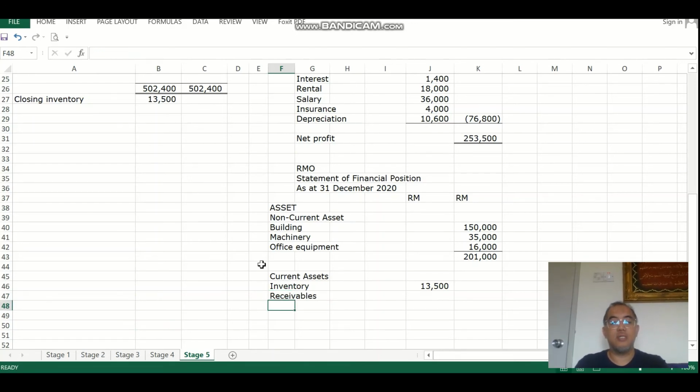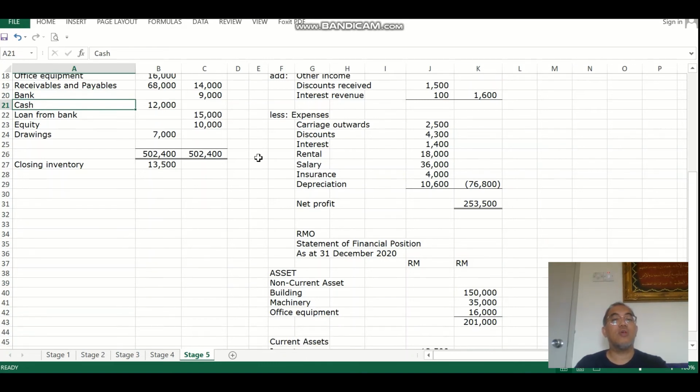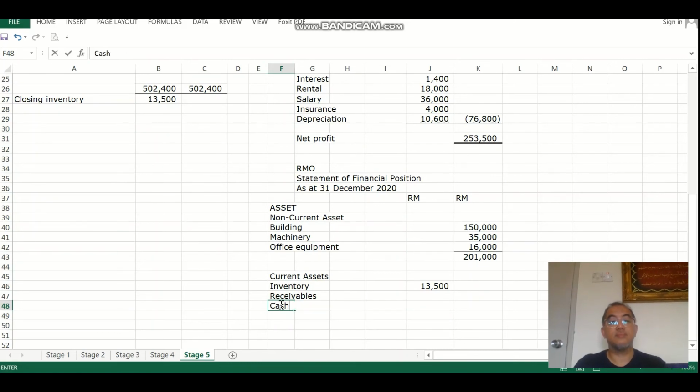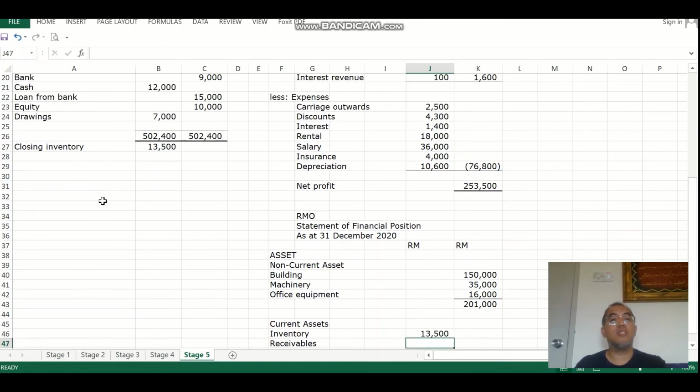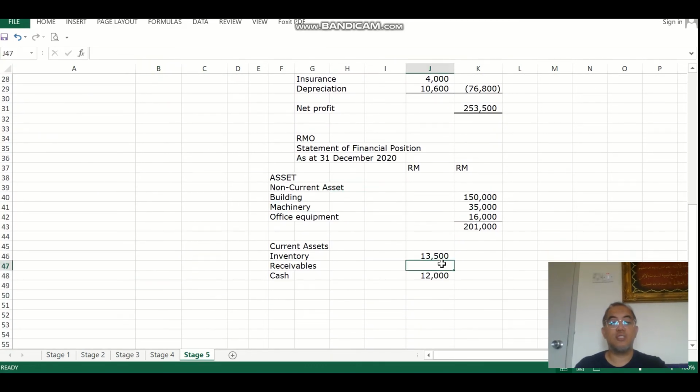Receivables, bank. Oh, the bank is bank overdraft, so it is not your current asset. So we skip that one, bank, and then we put cash. So cash is 12,000. Or we forgot about the receivables. So receivables is 68,000 over here. So I just put here 68,000.